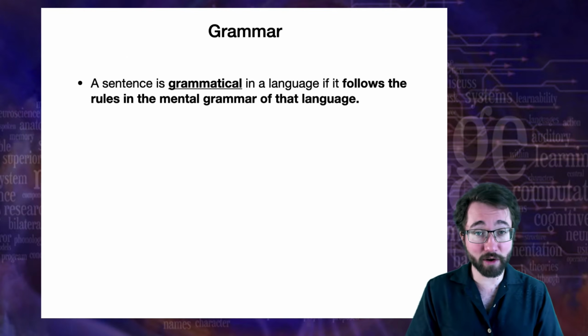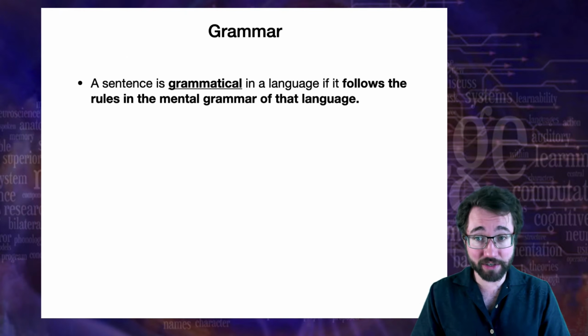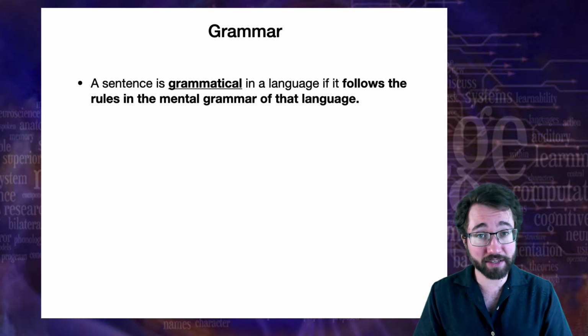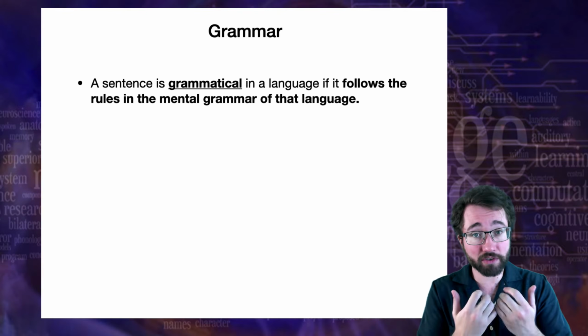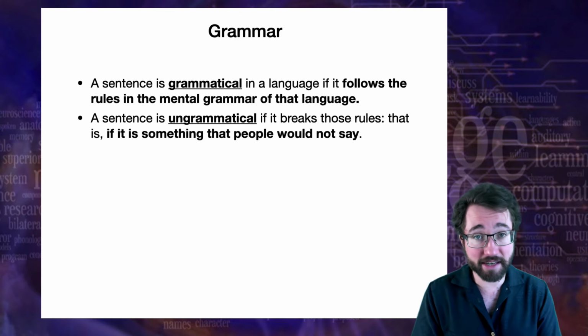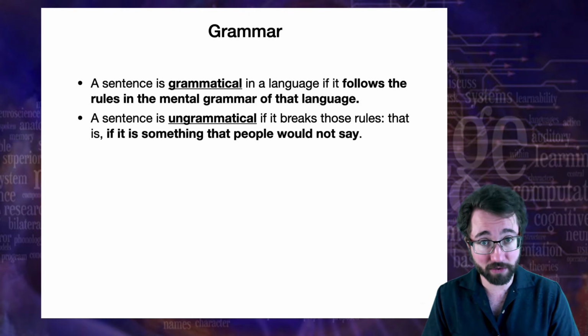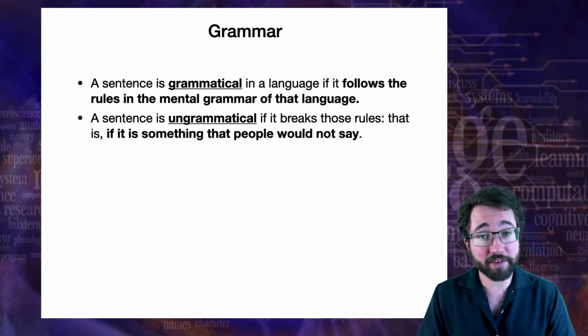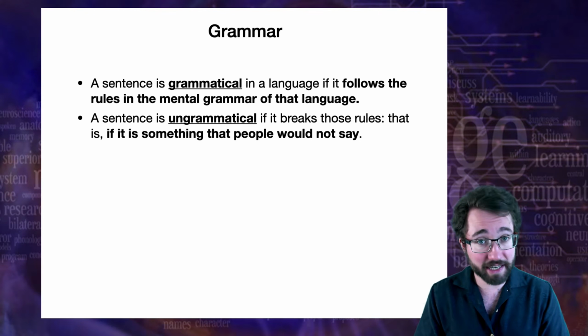So a sentence is grammatical in a language if it follows the rules of the mental grammar of that language, which means that it accords with the rules that you know already unconsciously. And a sentence is ungrammatical if it breaks those rules, which is to say, if it's something that people in a language would not say.